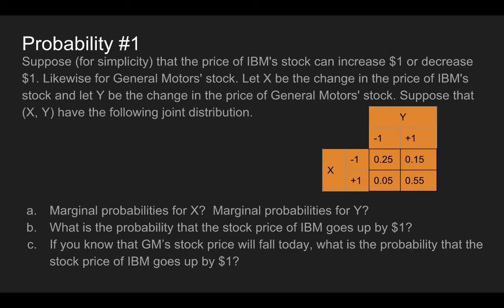And you have parts B and C here. What's the probability that the stock price of IBM goes up by 1? And if you know that GM stock is going to fall today, you have insider information, what is the probability that the stock price of IBM goes up by 1, given that information? This one should be a little more straightforward than the decision tree. So go ahead and I'll give you 5 minutes to try your best. I'll take over on this question. I'll go to decision first.